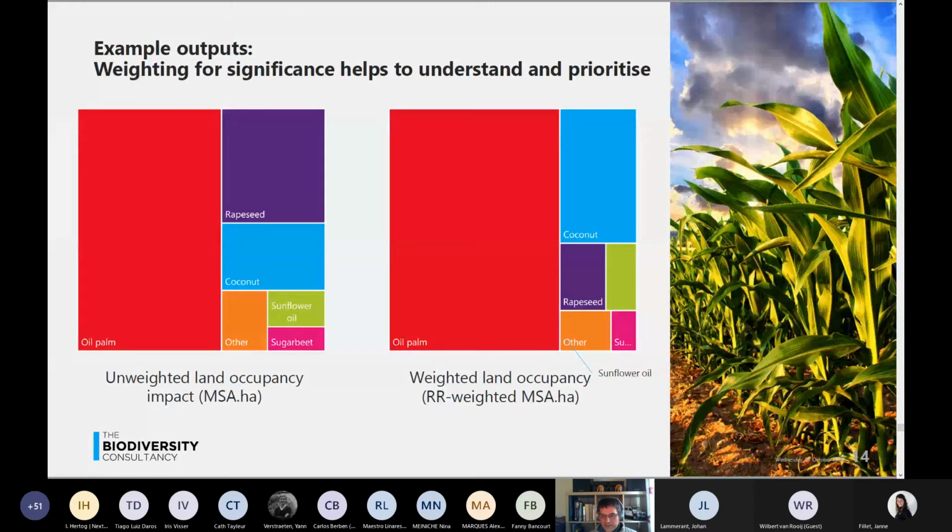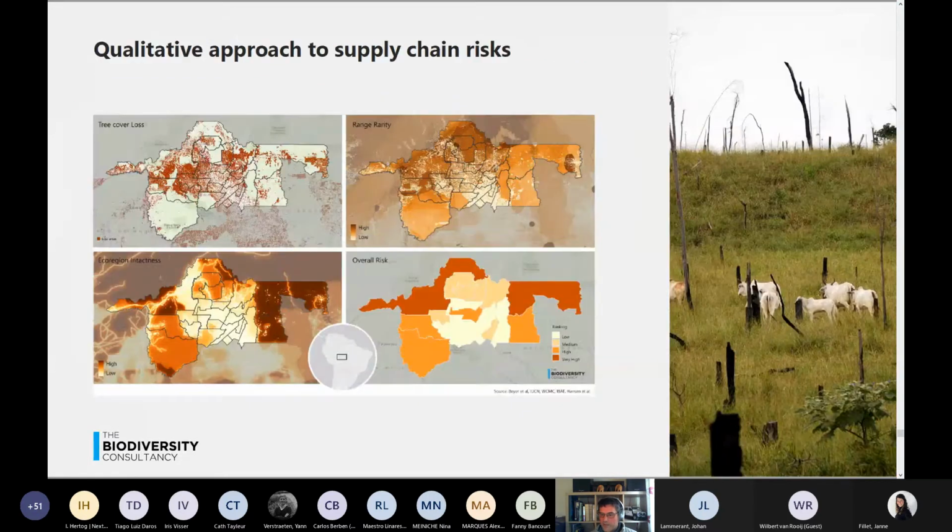A second brief case study, next slide, please. And this is just to emphasize that footprinting and quantitative assessment is not necessarily always the most appropriate for a company. This is a company that was sourcing from a number of municipalities in Brazil and wanted to understand the relative risk, again, to focus their efforts for the next step of work. And so you can put together some of these global data sets. So you can look at the rate of tree cover loss.